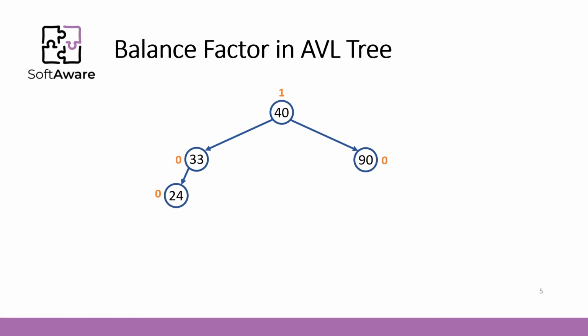After addition of node 24, we update the height and check the balance factor until we reach the root node. The node with key value 33 will now have a height of 1, and 40 will have a height of 2 because the furthest descendant node from 40 is 24. After recalculating heights, we can now check the balance factor for each node to validate our AVL tree.